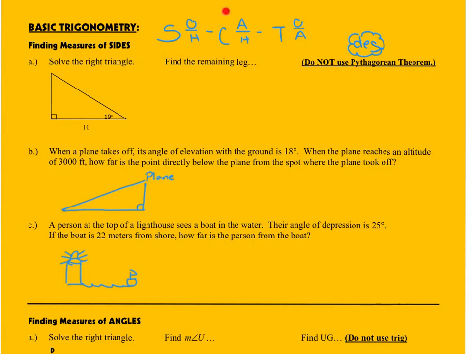First thing that you might want to write at the top of your paper is the good old SOHCATOA, okay? Our sine is going to be our opposite over hypotenuse, cosine adjacent over hypotenuse, and tangent opposite over adjacent, okay?